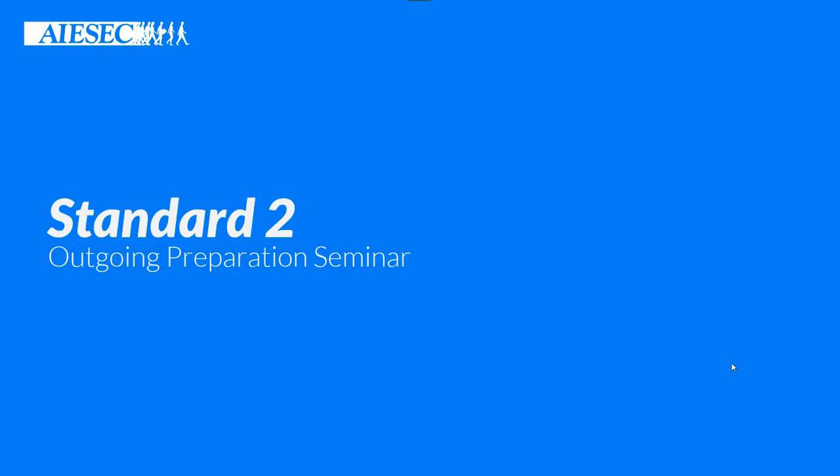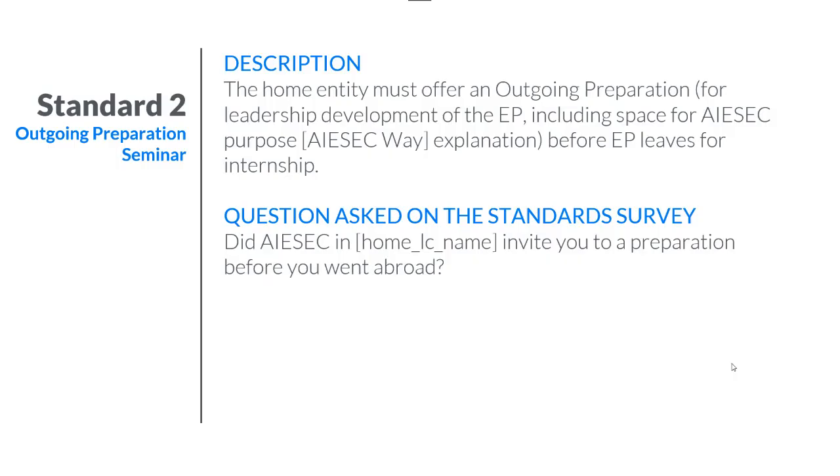We are going to the second standard, that is the outgoing preparation seminar. The description is: the home entity must offer an outgoing preparation for leadership development of an EP, including space for AIESEC purpose and AIESEC Way explanation, before the EP leaves for the internship. And the question that your customer will get is: did AIESEC in Neverland invite you to a preparation before you went abroad?